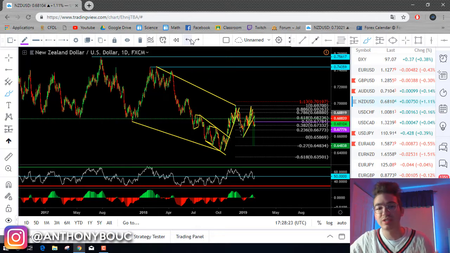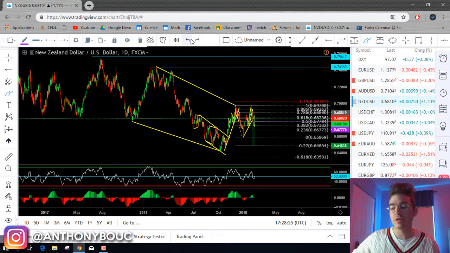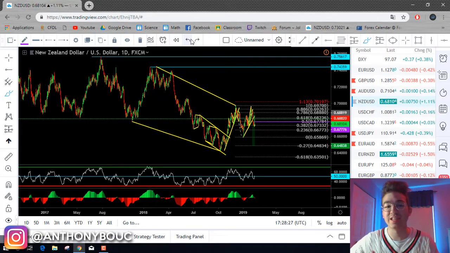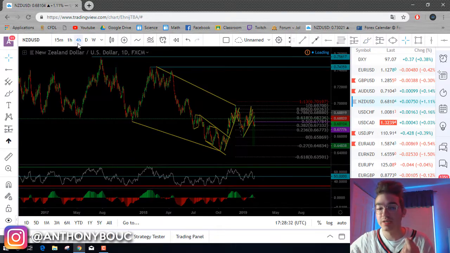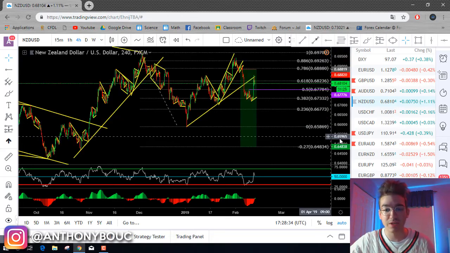So I knew that eventually the downside was coming, and I was just waiting for a sell setup to actually get within the trade. Now, when we go on the lower time frame, this is where we will see the sell setups and how everything played out.